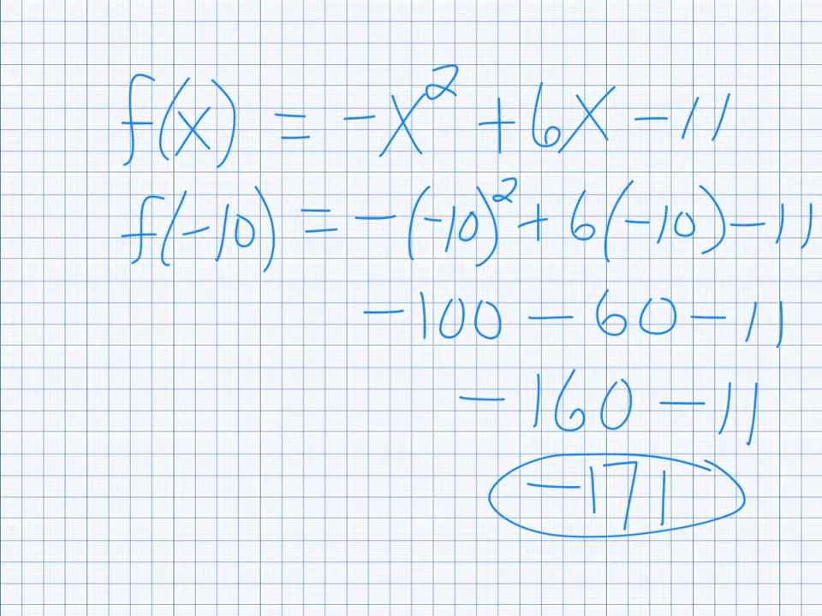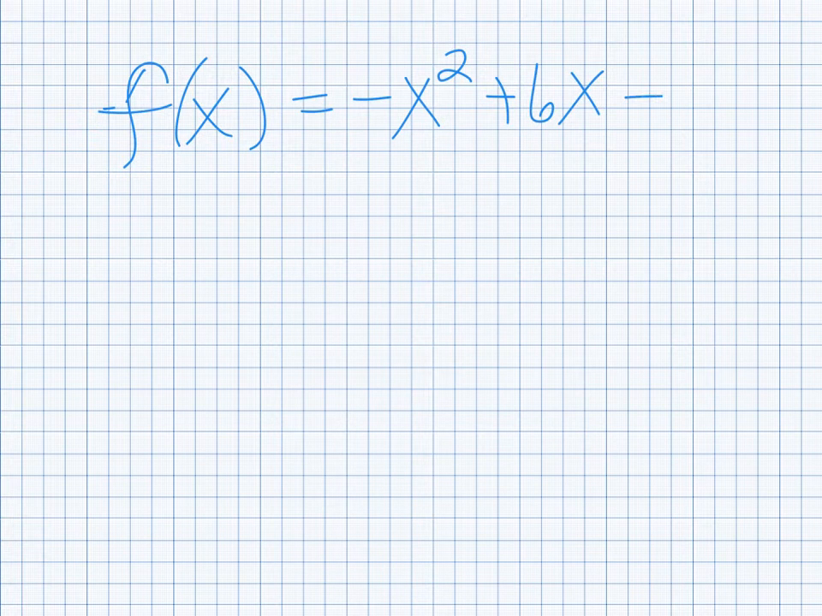All right, and now we add a little bit more complexity. Same equation. F of x is equal to negative x squared plus 6x minus 11. Now I want to find f of t. So I'm changing the variable essentially.